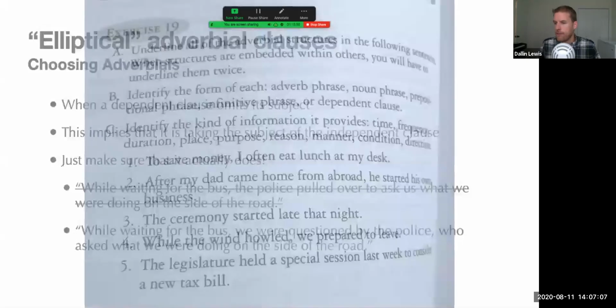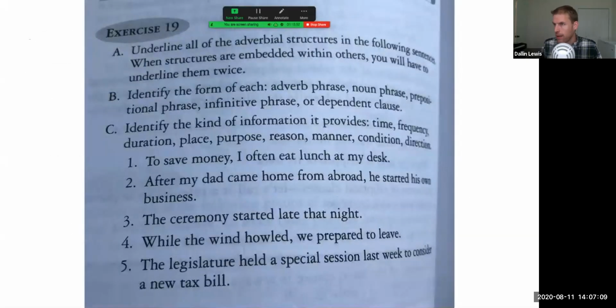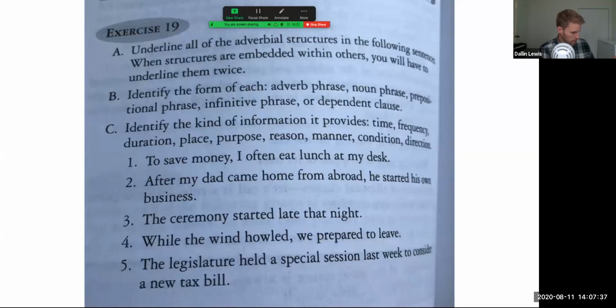Let's look at a few examples here. We're going to underline all the adverbial structures in the following sentences. And when structures are embedded within others, you'll have to underline them twice. Then identify the form of each, whether it's an adverb phrase, a noun phrase, a prepositional phrase, etc., and then identify the kind of information it provides: time, frequency, duration, place, and so forth. I'm just looking up the exercise here to make sure I got all of it. Actually, I didn't. Let me pause and add the other questions real quick.